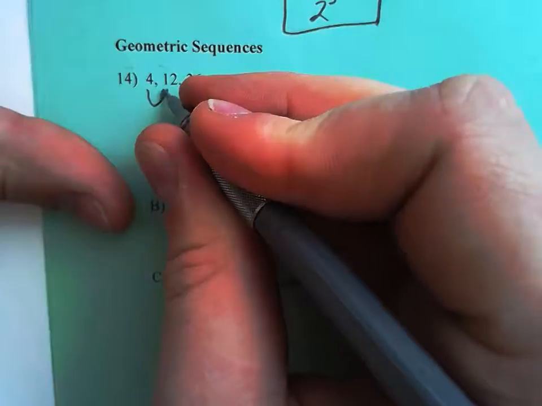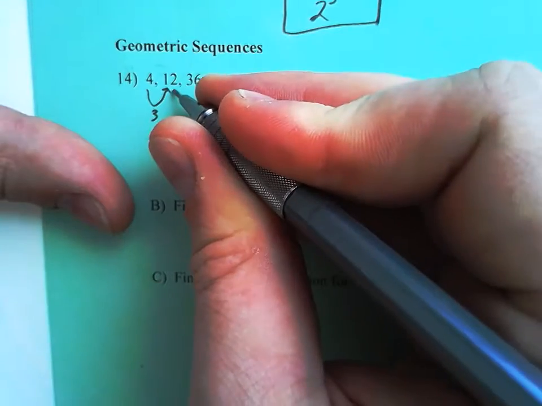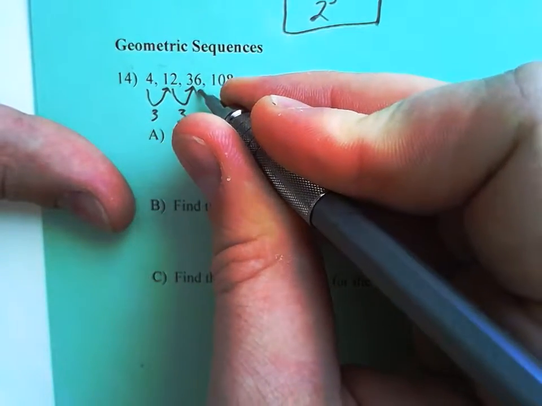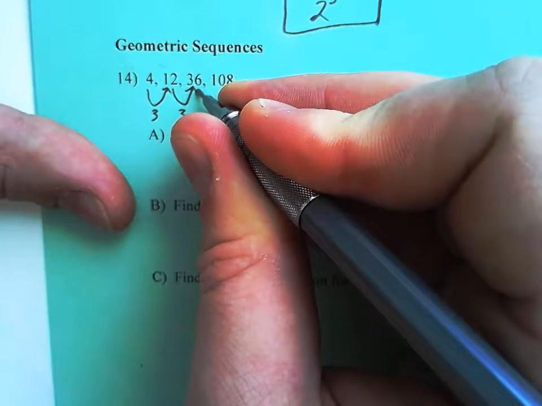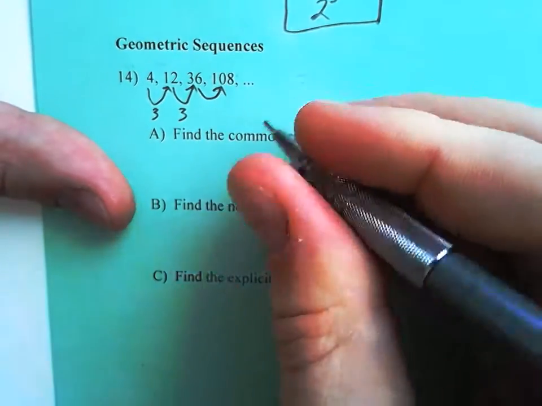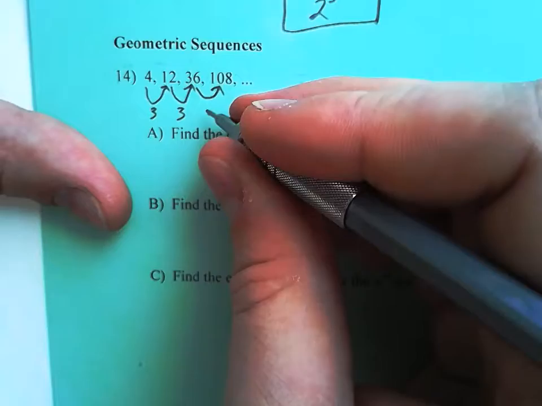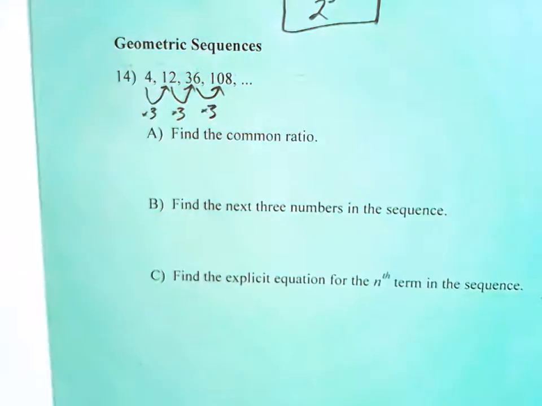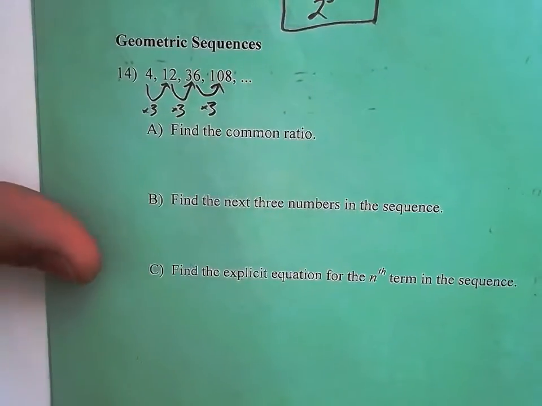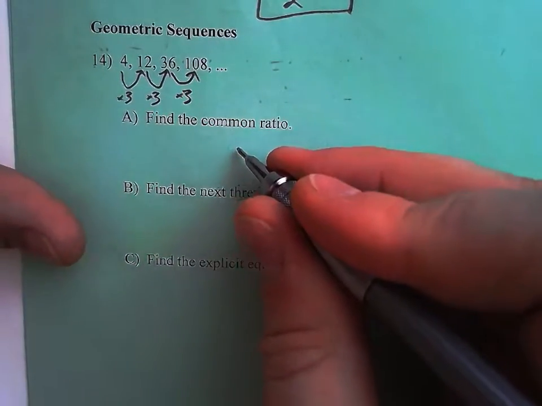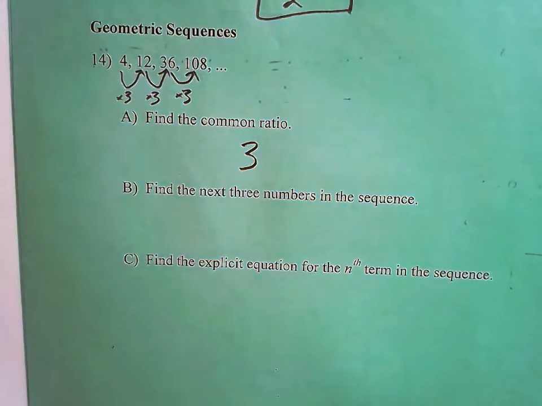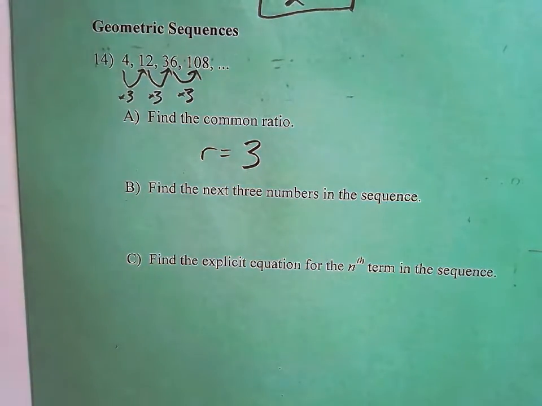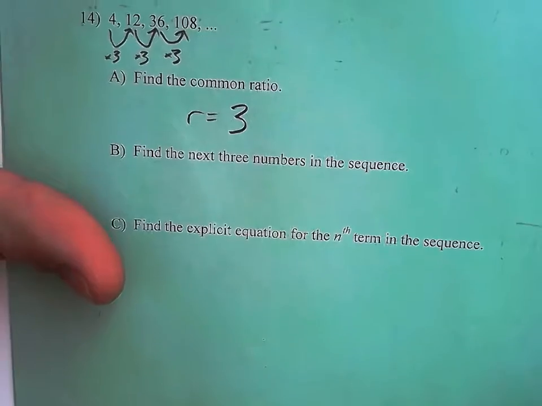Okay, last question. 4 times what is 12? 3. 12 times what is 36? 3. 36 times what is 108? 3. Times 3, times 3, times 3. So that is a ratio because it's multiplying every time. The ratio equals 3. If you put r equals 3, that's fine, or if you just put 3. Find the next 3 numbers.